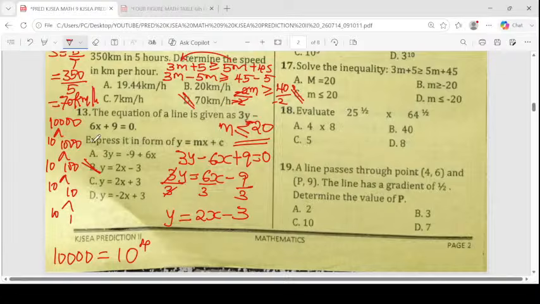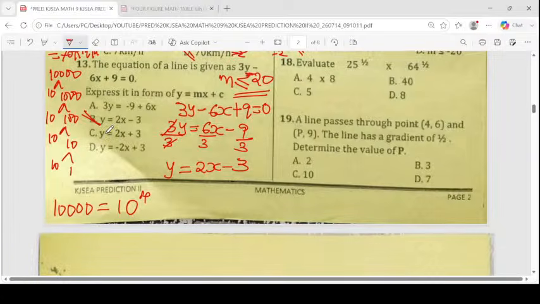Question number 18. Evaluate 25 raised to power a half multiplied by 64 raised to power a half. You know 25 raised to power a half, 25 can be written as 5 squared. Now this is being raised to the power of a half. Times 64 can be written as 8 squared to the power of a half.